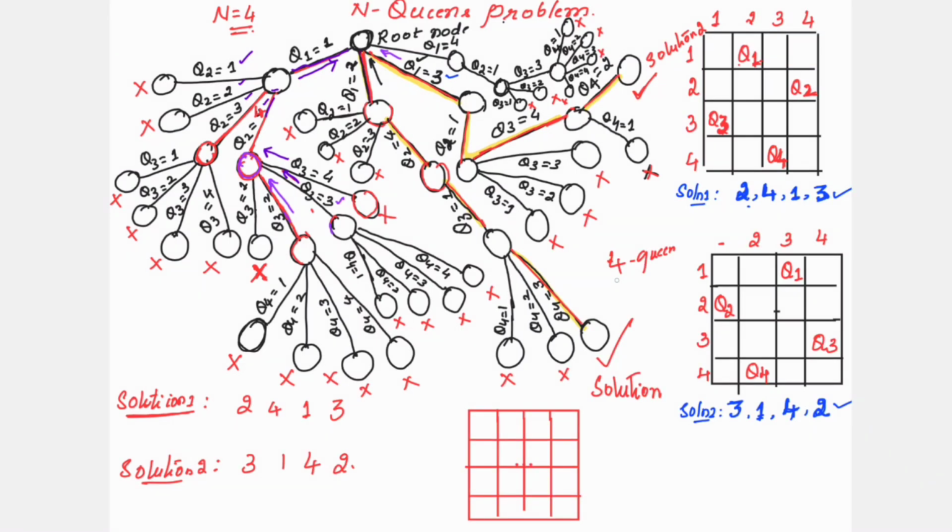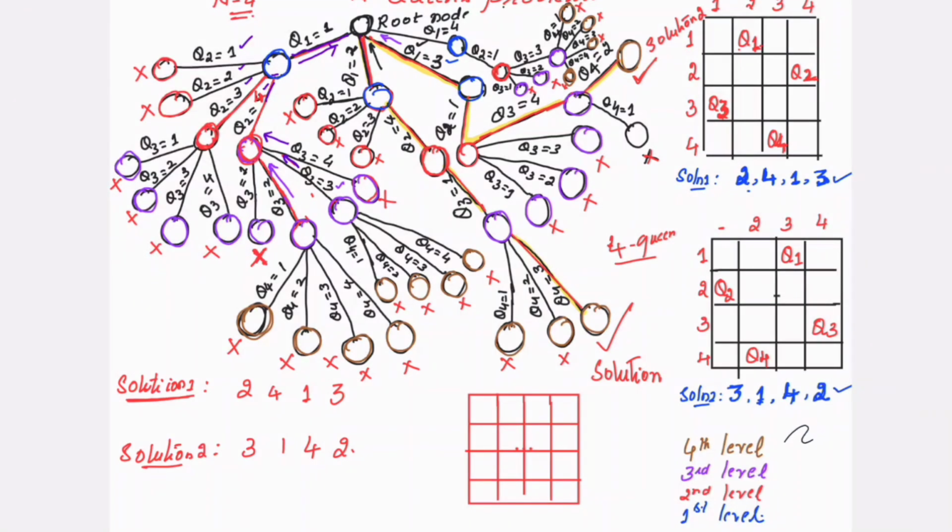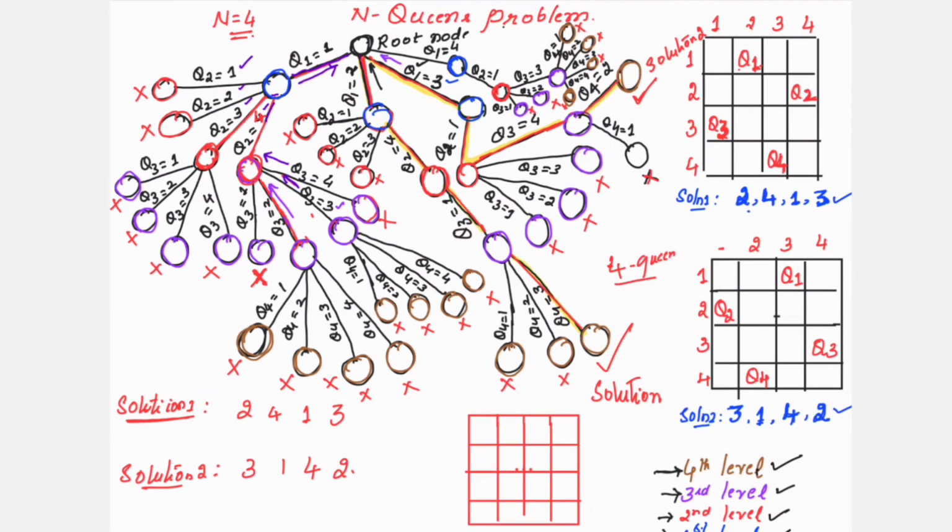I'll just indicate with different colors the nodes that are present at each level. In the state space tree, the 4th level nodes are indicated with brown color, the 3rd level with magenta color, the 2nd level with red color, and the 1st level nodes are indicated with blue color. So this is how you need to solve the 4 queens problem.